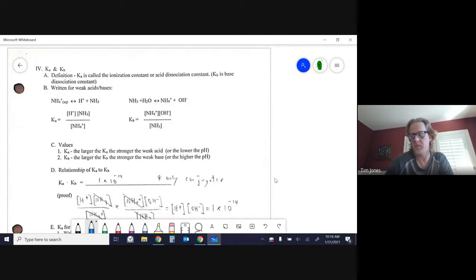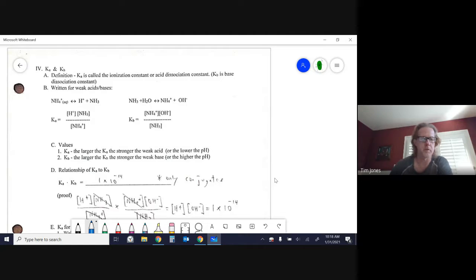Hello, this is AP Chemistry Notes, pages 69 to 72. And so we're going to start looking at the equilibrium of weak acids and bases.